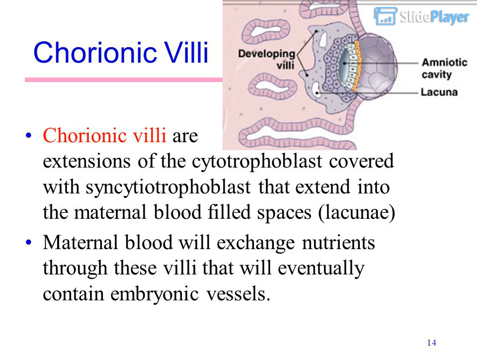Chorionic villi. Chorionic villi are extensions of the cytotrophoblast covered with syncytiotrophoblast that extend into the maternal blood-filled spaces, lacunae. Maternal blood will exchange nutrients through these villi that will eventually contain embryonic vessels.